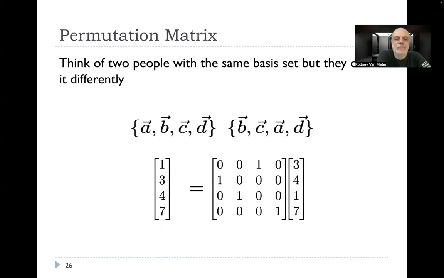And that P then would be the permutation matrix, and that would be this. So in this case, you see the first row is 0, 0, 1, 0. That takes the one entry in the vector 3, 4, 1, 7 and puts it in the topmost entry on the left there, and correspondingly from there. So P would be our permutation matrix there.